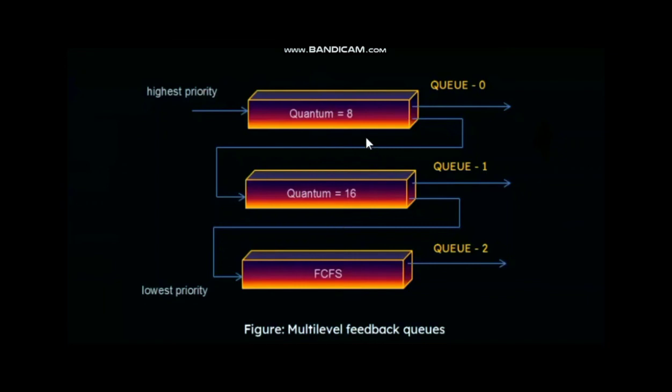The processes in Q2 will be able to execute only when Q1 and Q0 are empty, because this is the lowest priority queue. Here we see there is scheduling happening among processes within the queues. There is also scheduling among the queues themselves. Also, we see that there are processes moving from one queue to another. So this is like an extension to the multi-level queue scheduling.